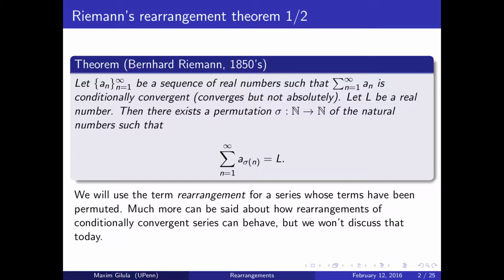I'll be saying permutations for the bijections from the natural numbers to itself, and I'll be saying rearrangement for the actual series. And we could say a lot more. For example, you can make it diverge to infinity, or you can make it diverge by oscillation. You can make it do whatever you want, but we'll just say that this is Riemann's rearrangement theorem for now.